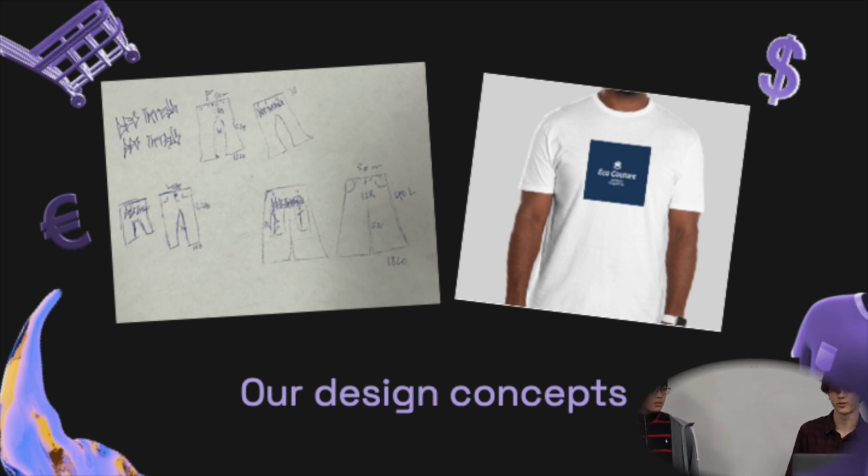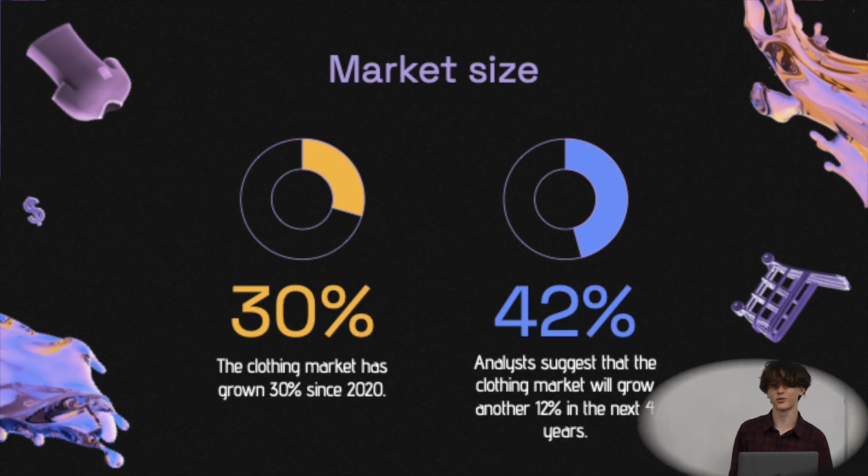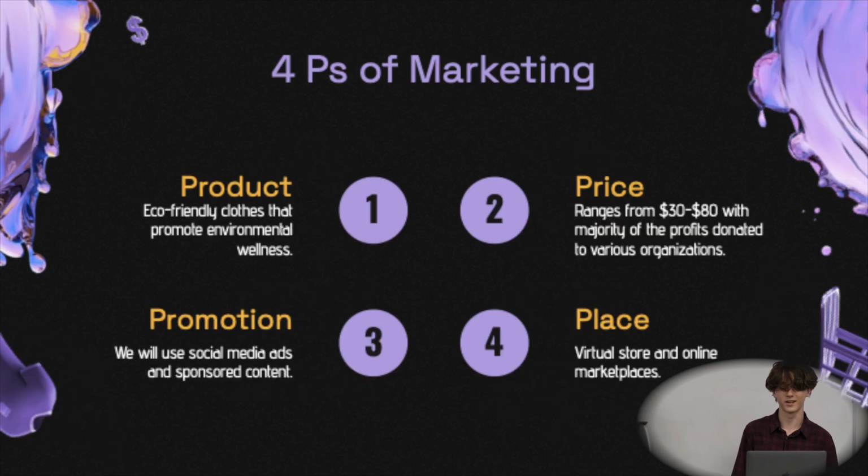Our target customers are women in their late 20s, early 30s that are living comfortably in their own city. The market has grown by 30% since 2020 and is expected to grow by another 12% in the next 4 years. Our 4 P's of marketing: our product is eco-friendly clothes that help the environment, and you can donate to charity. The price ranges from $30 to $50, or just $80 for each garment. We're going to promote on social media, and it's going to be an online shop.